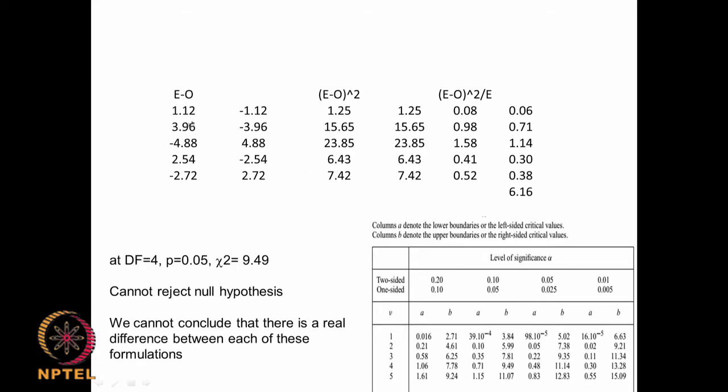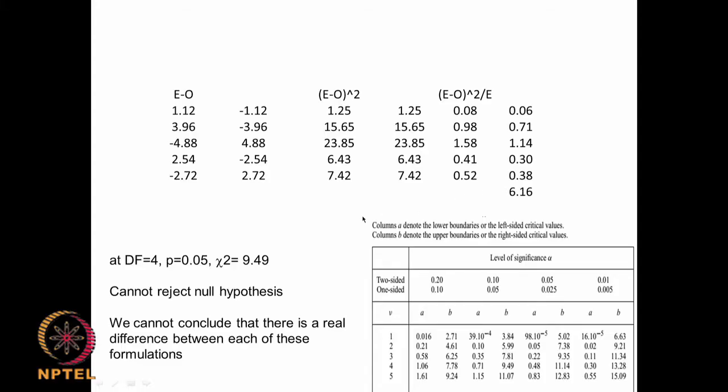So, totally 10, and then we do the squaring, divided by E. So, summation of (E minus O) squared divided by E. It comes out to be 6.16.